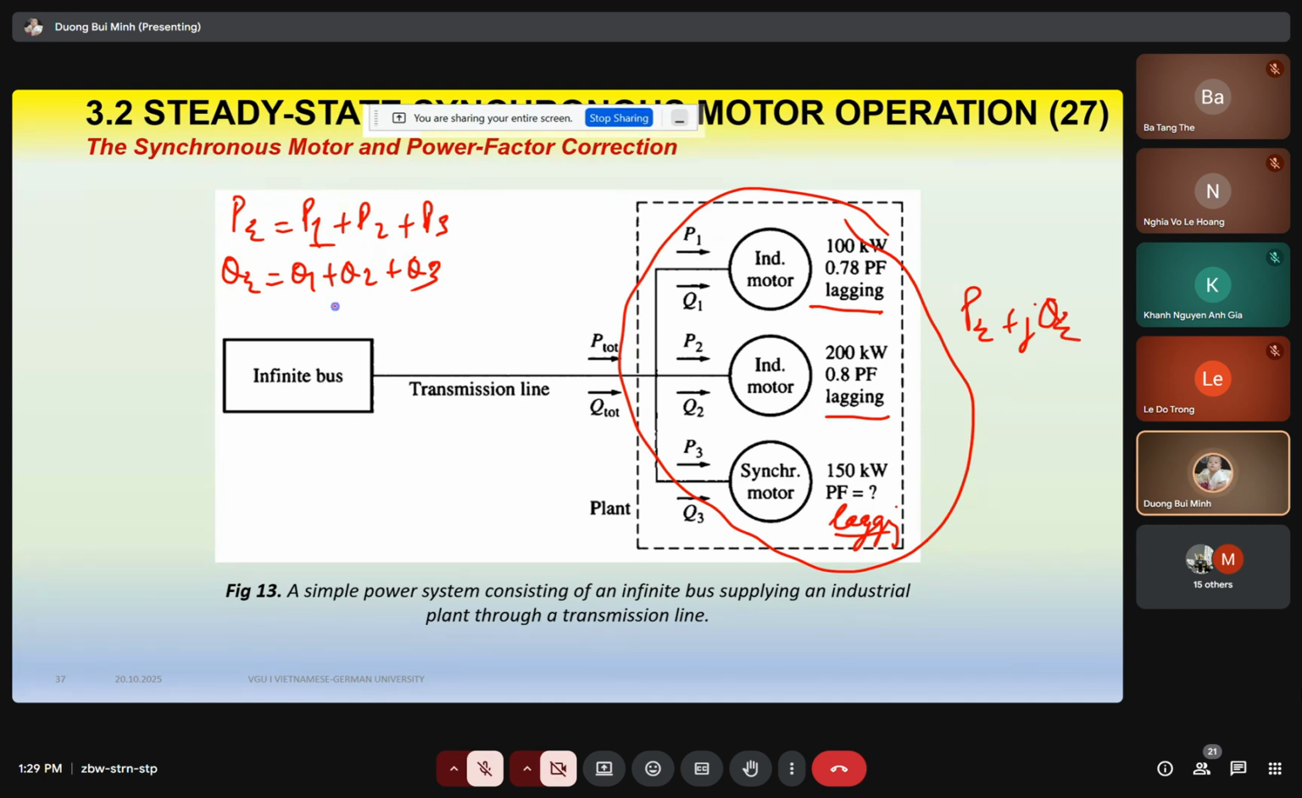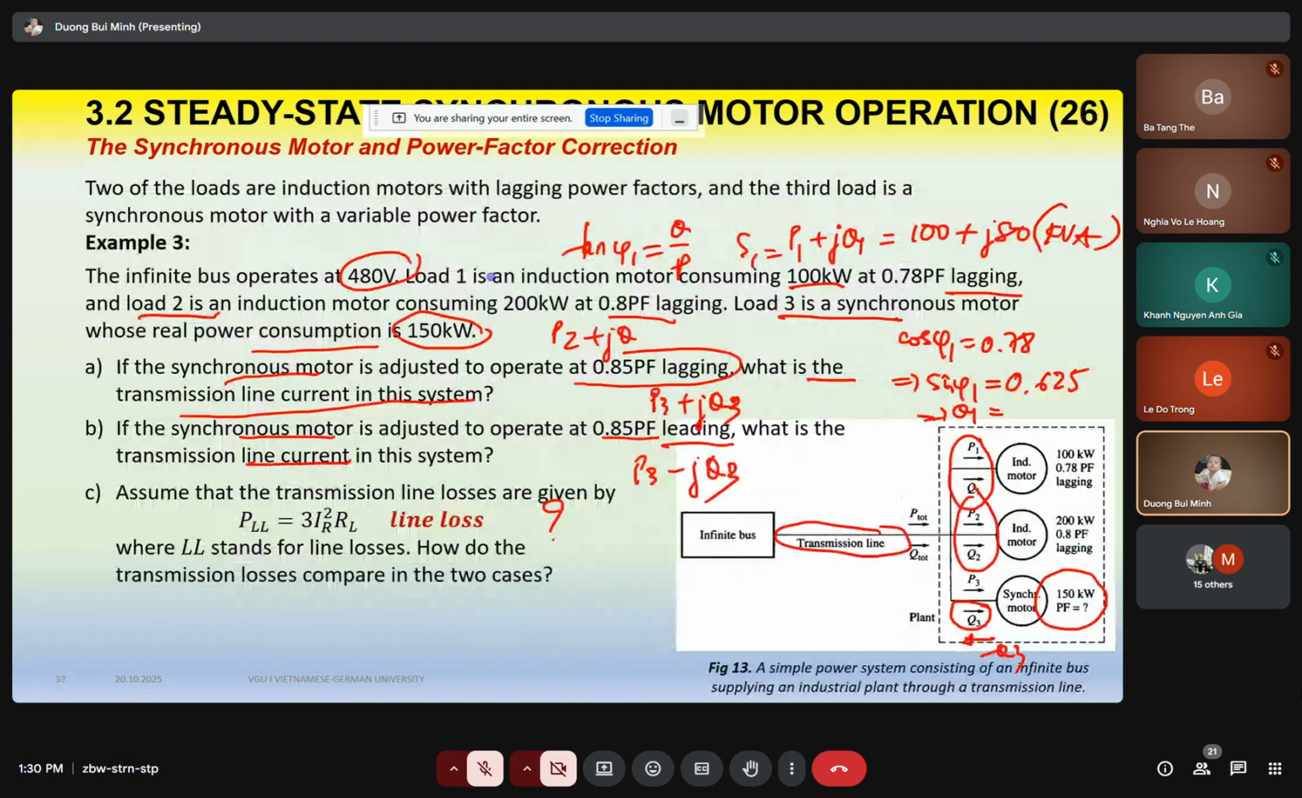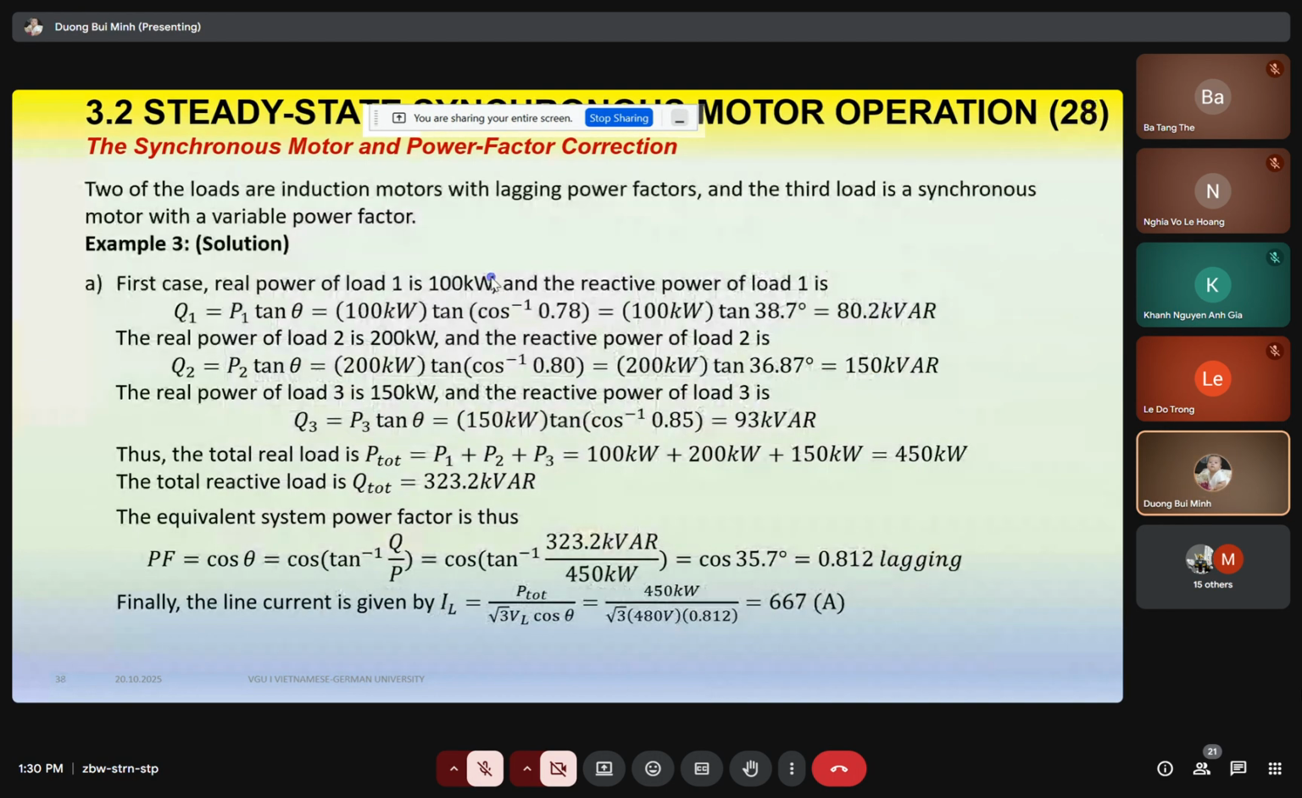Okay, so you get how many? This is 100, 200, and 150. So you get 450 kilowatt. And for Q, of course we need to calculate Q. So for Q1 we get 80.2, and Q2 you get 150, and for Q3 you get 93.